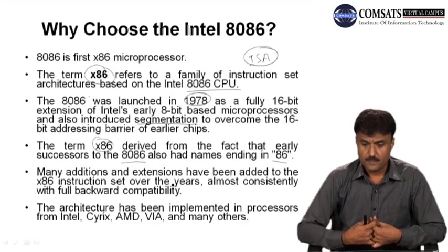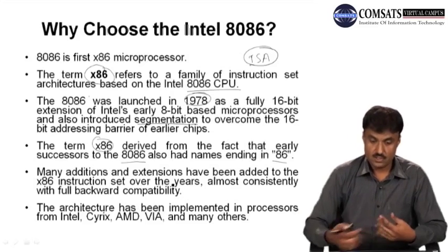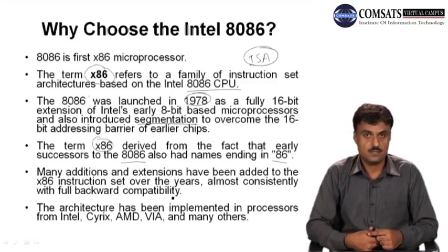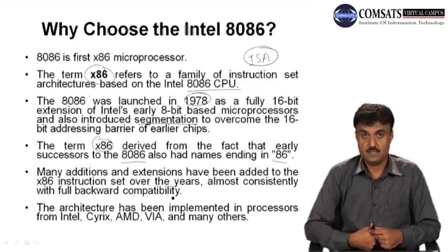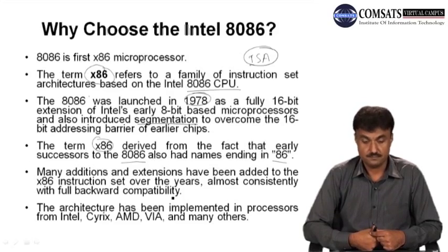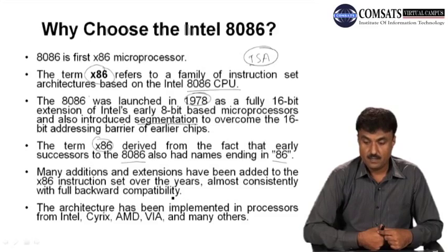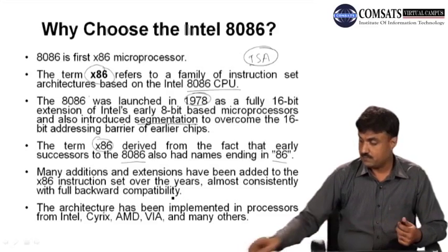Now, there are many extensions in this instruction set over the years, almost consistently with full backward compatibility. Even though we have extended this instruction set, it is still fully backward compatible. This means that if you write a program for the 286 or 386, you can execute that program on Pentium machines also. This architecture has been implemented in processors from Intel, Cyrix, AMD, VIA, and many others.